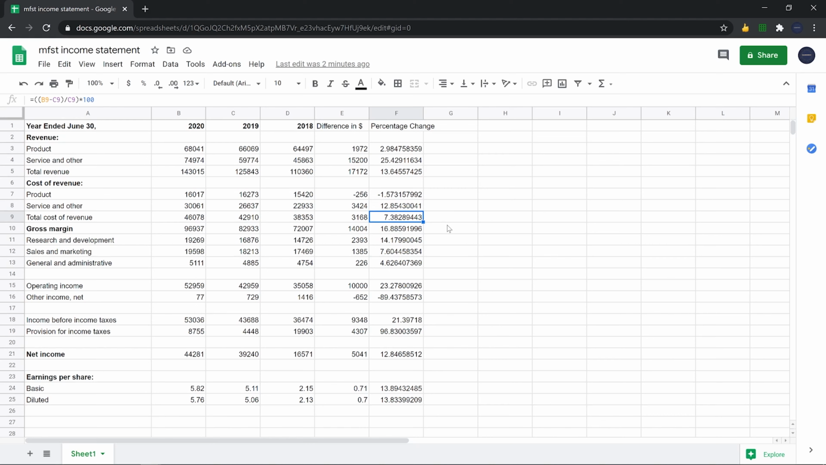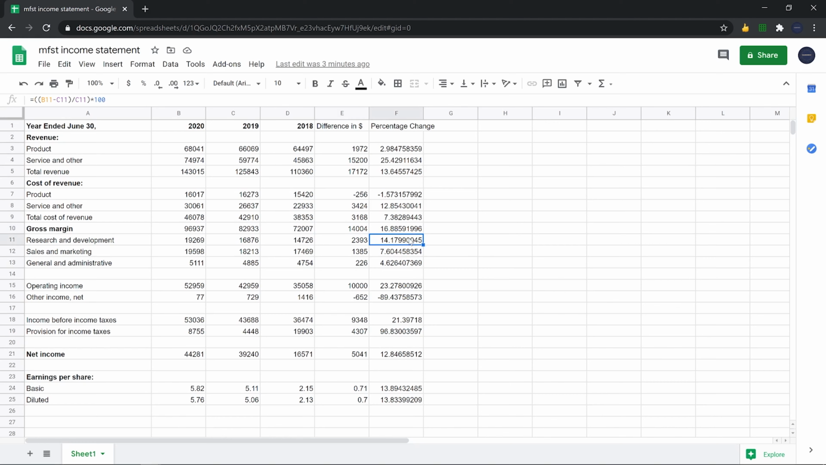1% only. Down below, we have the total cost of revenue. Now this was an increase of 7.38%. Still fantastic. As you see, the total revenue that was brought in had a change of 13.64%, and the total cost of revenue was only an increase of 7.38%. If we go down and take a look at the gross margin, there was a 16.88% change. That is a $14 billion change between 2019 and 2020.